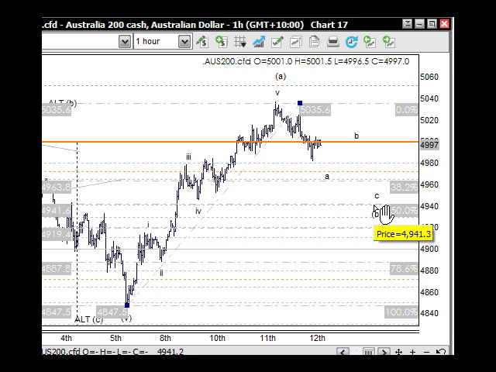So as long as it pretty much stays in that area and builds up from there, everything should be pretty sweet, and we should see the next leg up from that point there.